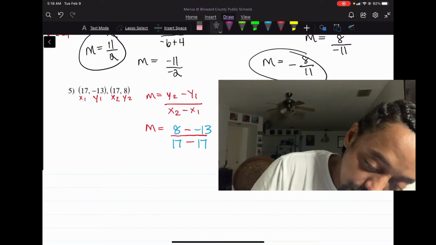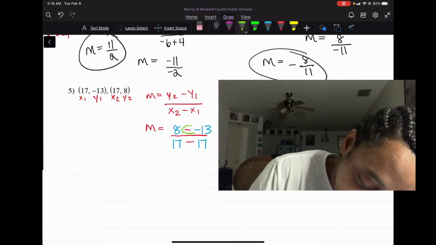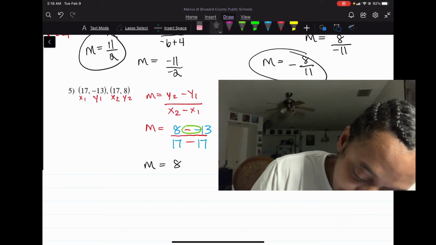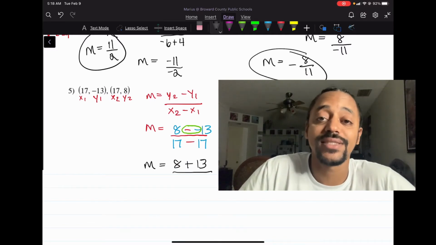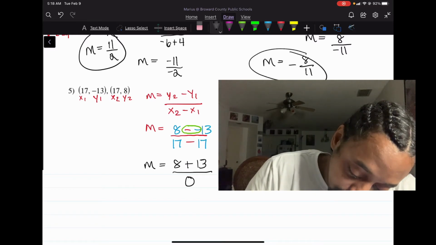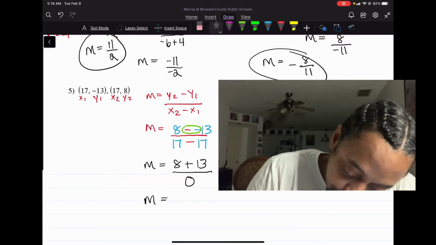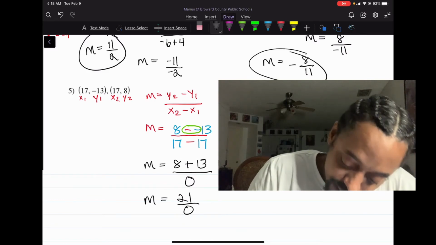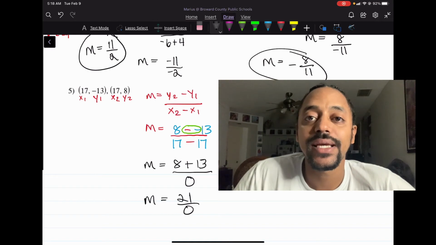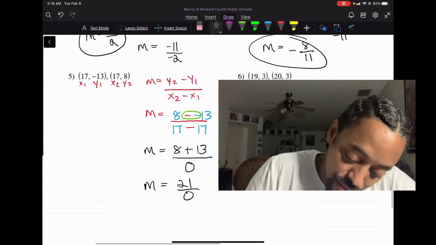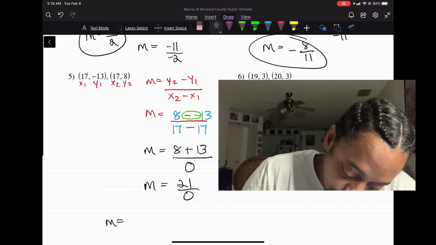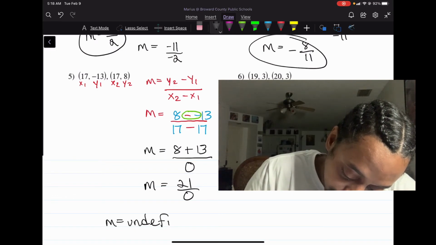When we simplify, on the top, we have, once again, those double negatives. So when we rewrite this, it's going to become 8 plus 13, divided by 17 minus 17 is 0. When we continue to simplify, we get m equals 21 divided by 0. Now, mathematically speaking, you are not allowed to divide by 0. You can have 0 divided by a number, but you cannot have a number divided by 0. So in math, we call this undefined. So our slope is undefined.